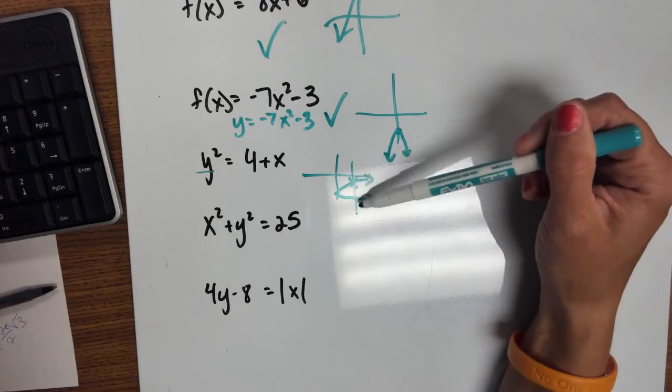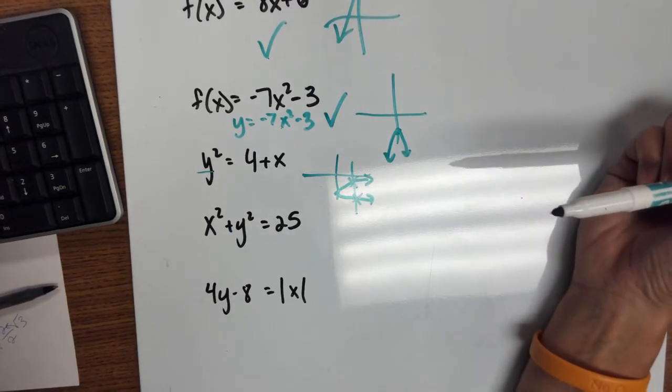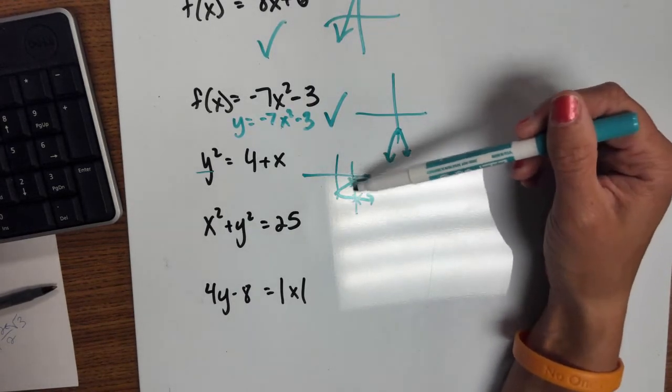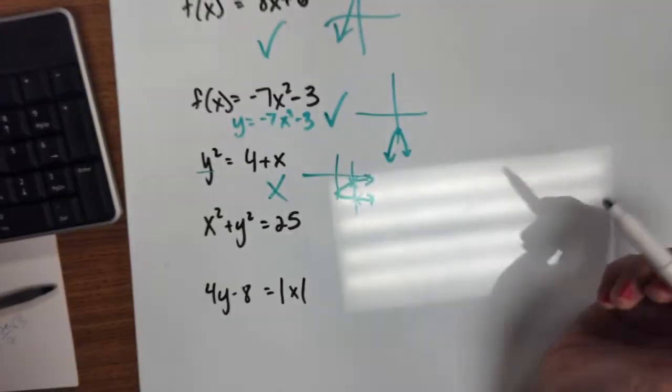Vertical line test is going to hit at 2 places with each x. That tells me that one x has 2 y's. This is not a function.